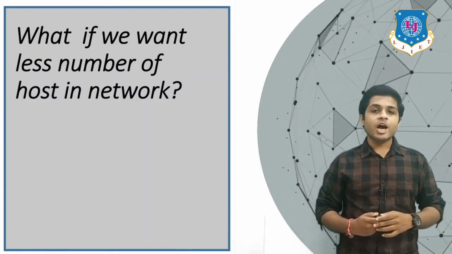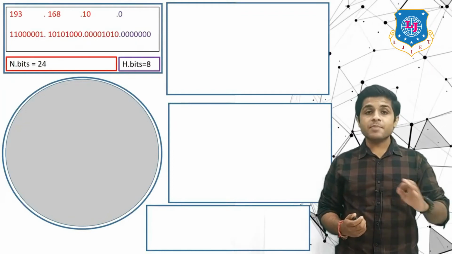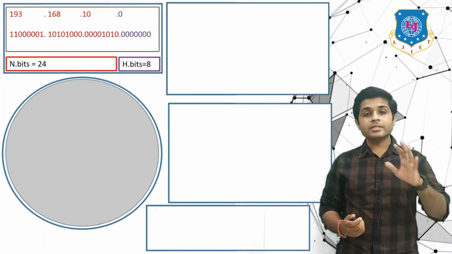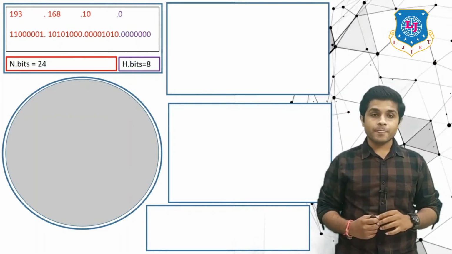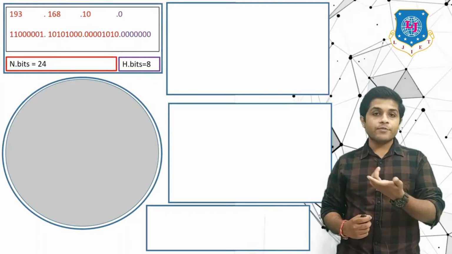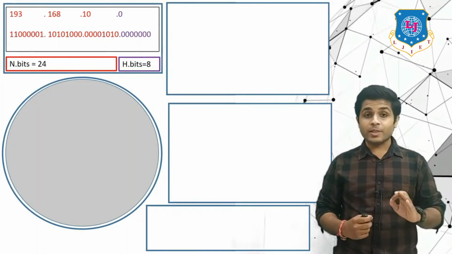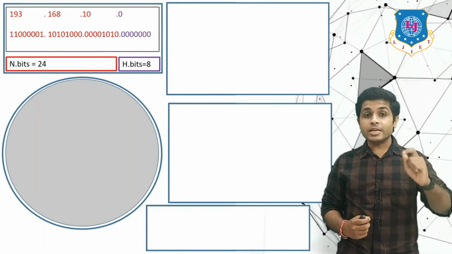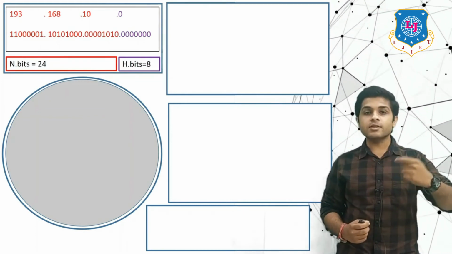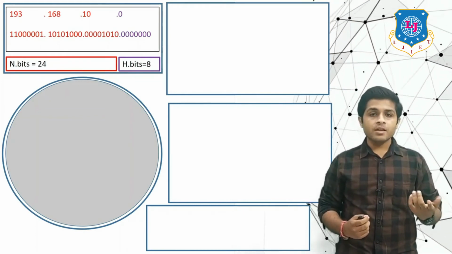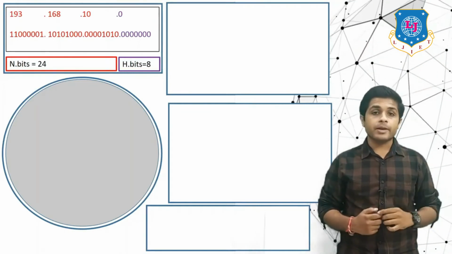So let's see how subnetting works. Now this is the same IP address that we just saw. It is the one class C network, 193.168.10.0. And we know that by default 24 bits are for network and 8 bits are for host. We also know that the value of the network bits will remain the same throughout the network, and the value of the host bits will keep changing as the host changes. But now I want to divide this class C network into subnets.